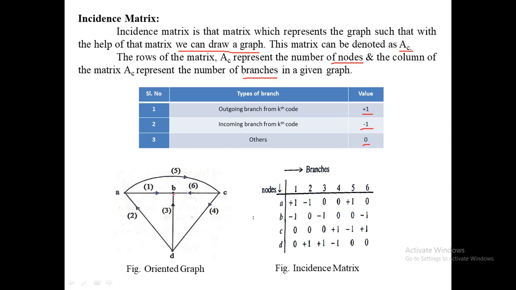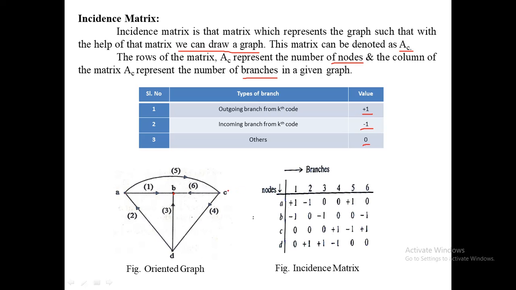Next, consider node B. In node B, branch 1 is incoming towards node B, so we put -1. Next, branch 3 is also towards the node, so we write -1. Then the next branch is 6, which is also towards the node, so we put -1. The remaining values are 0.